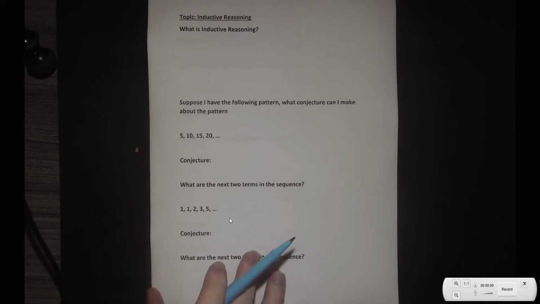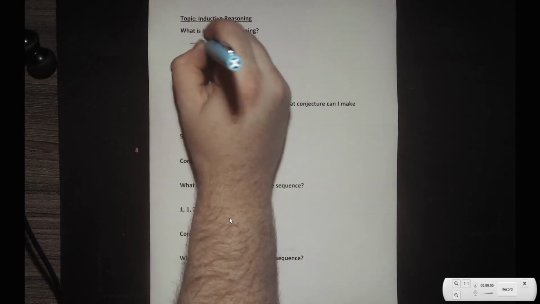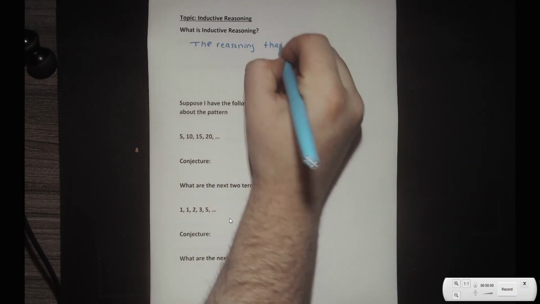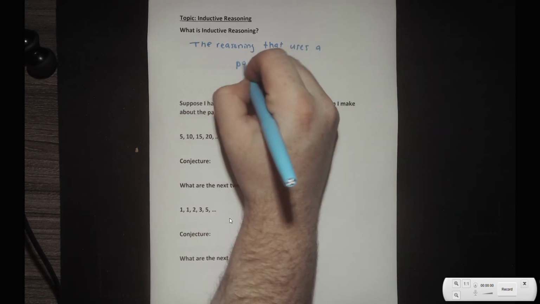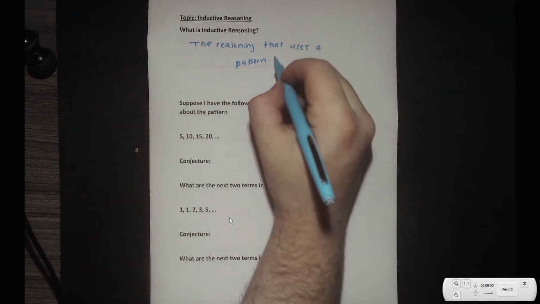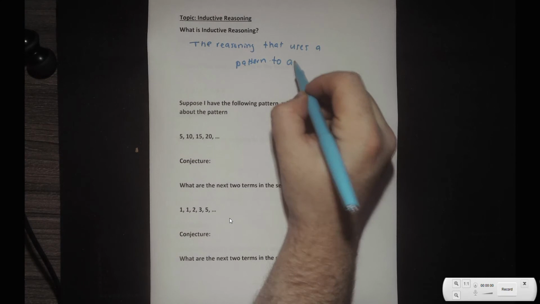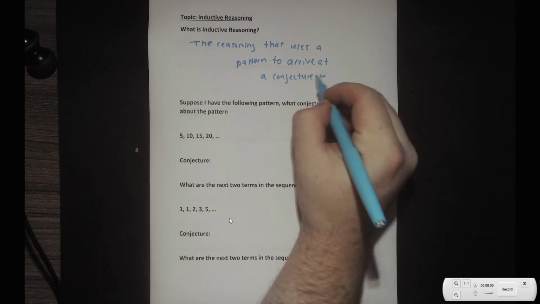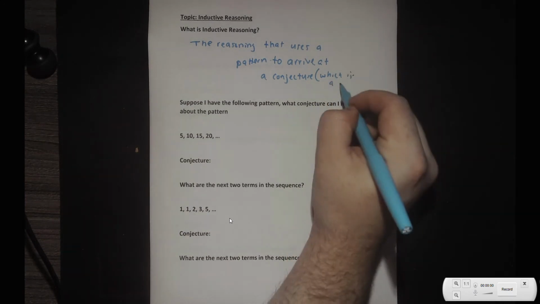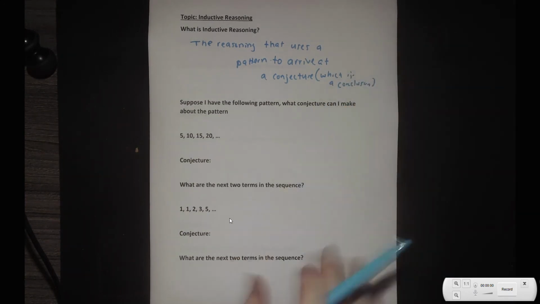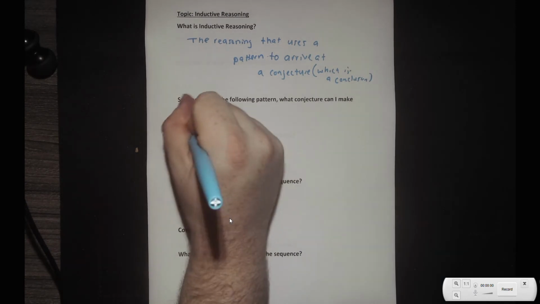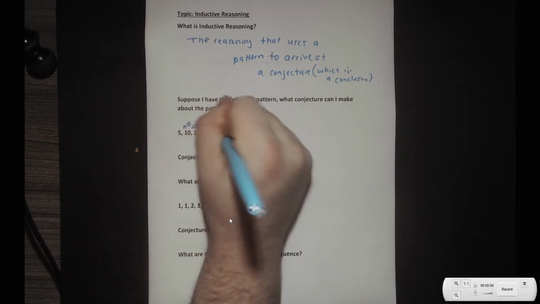Okay. Inductive reasoning is the reasoning that uses a pattern to arrive at a conjecture, which is a conclusion. That's what a conjecture is. So what we do is we look at each one of these patterns and see what makes them tick, and we're going to arrive at a conclusion. So in reality, what we have here for this one is plus 5, plus 5, plus 5, plus 5.